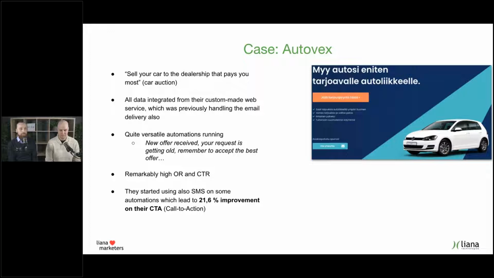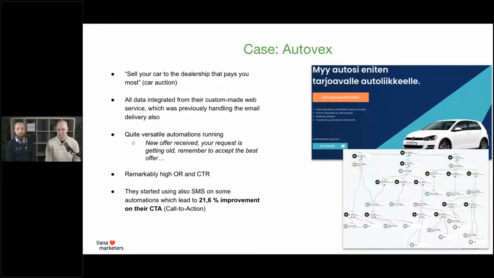And in this case, all the data is coming from their custom-made web service, which runs their operations fully. Previously they were handling the email deliveries of these marketing and transactional emails from there. So they didn't have visual templates, for instance, and no tracking, analytics or reporting on the messages. So they changed to use marketing automation, and they run quite versatile automations. They're even quite complex processes running there, whenever you receive a new offer or your request is getting old and things like that.